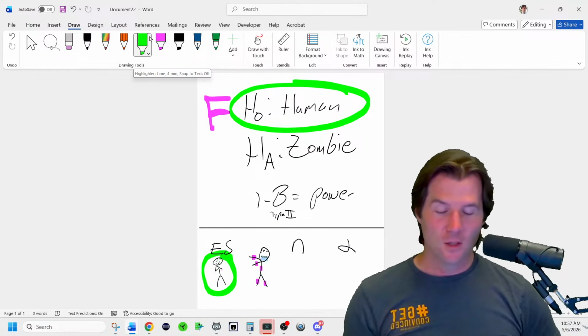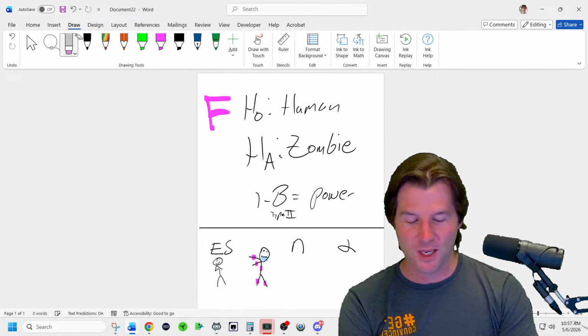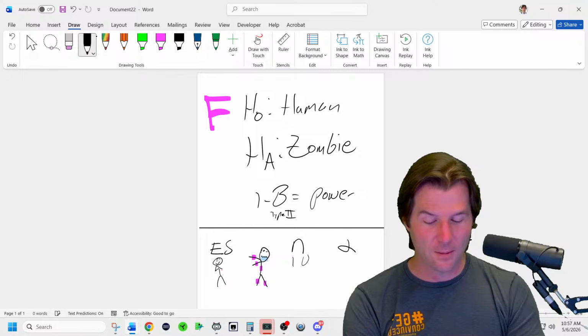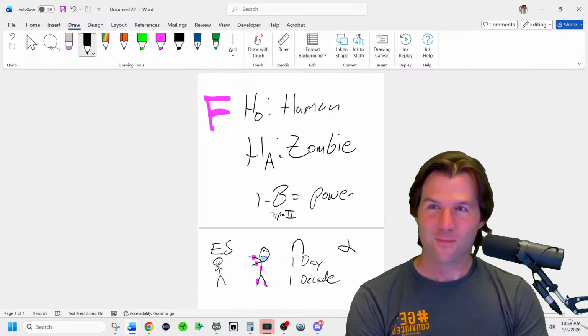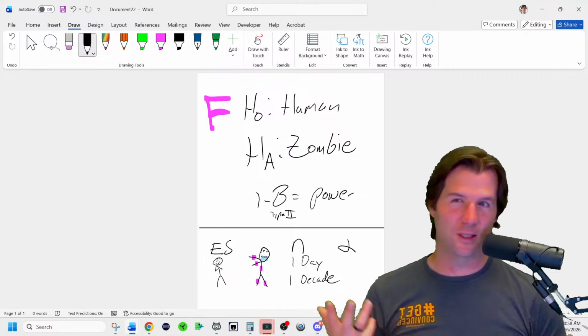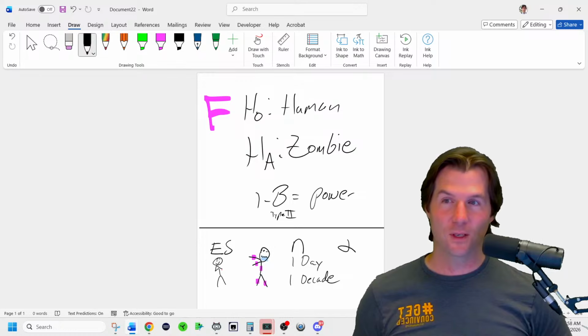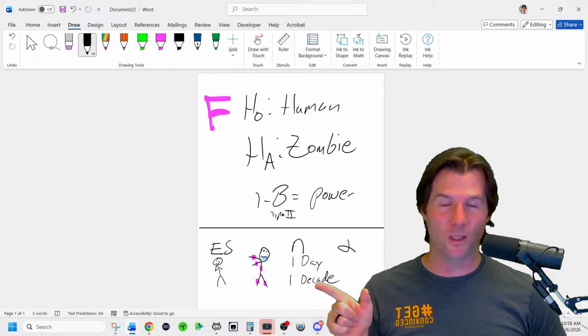And the next thing, think about the person who would have a more powerful test. The person who's been in the zombie apocalypse for 1 day or 1 decade. Who would have better tests? Now, it's good to do type 1 and type 2 slowly because it's easy to just reverse. Who would have better tests? The person who's been in the zombie apocalypse 1 day or 1 decade?